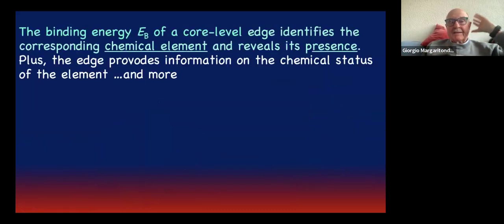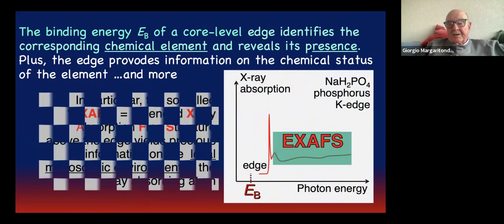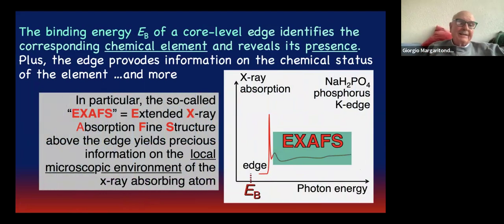So, for example, the core levels are the label of specific chemical elements, and therefore if you see a core level edge, you reveal the presence of the chemical element. And also, you can provide more information about the chemical status and more. In particular, with synchrotron radiation, it is quite popular to use the technique that is called EXAFS, extended X-ray absorption fine structure.